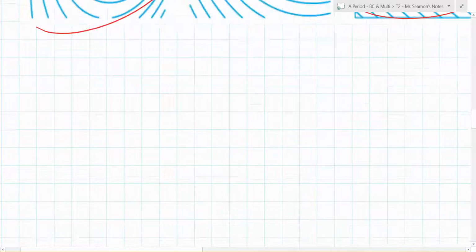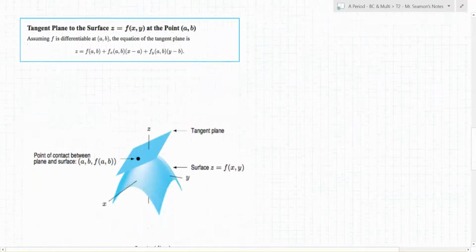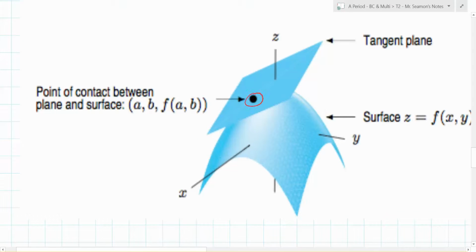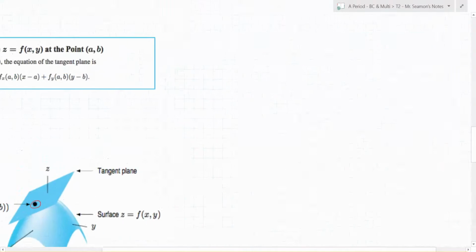So, what do we get in terms of a picture? We get a picture that looks like this. There's our surface, and there's a point on the surface. There's our tangent plane. That tangent plane touches the surface how many times? Once, at that point. Does it touch anywhere else? No, or it wouldn't be tangent. So tangent planes, how are we going to find them?